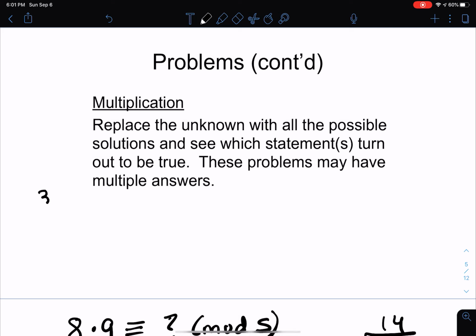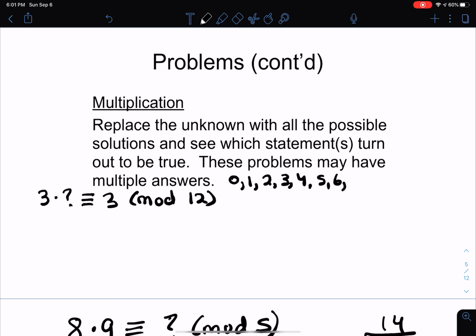Okay, 3 times what is congruent to 3 mod 12? We have to try 0, 1, 2, 3, 4, 5, 6, 7, 8, 9, 10, and 11. We have to try everything from 0 to 11, which is 1 less than the modulus 12. Let's see, 3 times 0 is congruent to 0 mod 12. 3 times 1 is congruent to 3 mod 12, so there's 1.